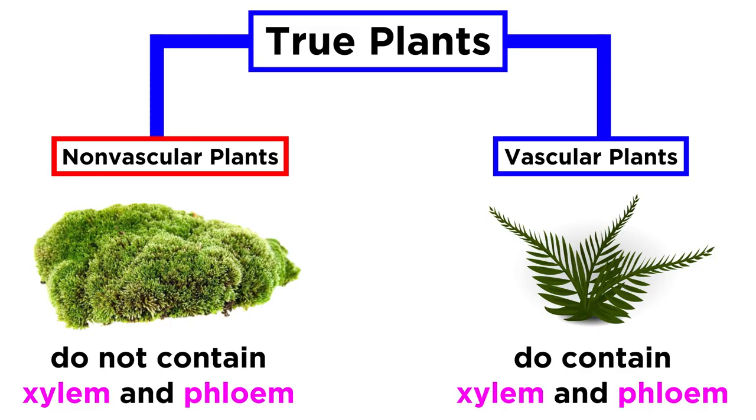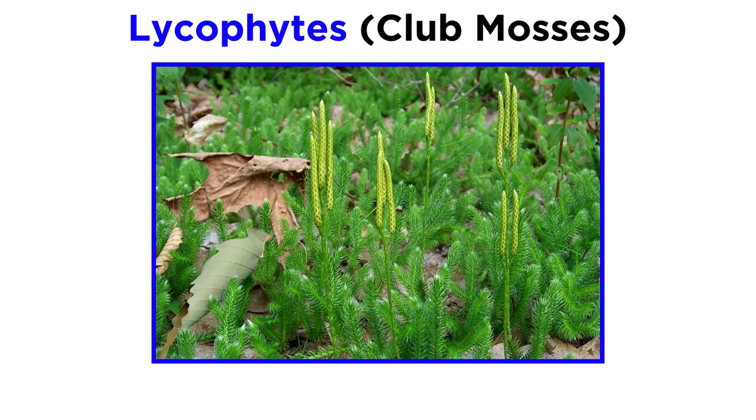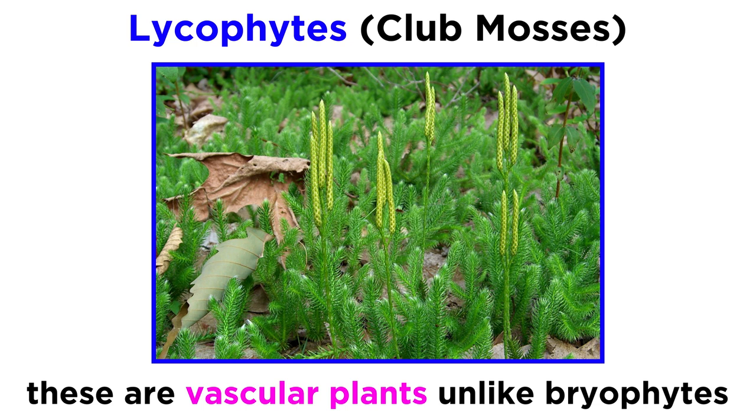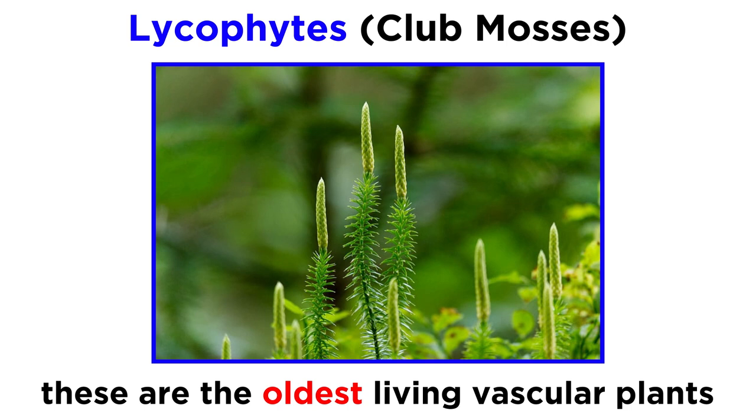We just learned about nonvascular plants, so it's time to step into the world of vascular plants. The first type of these we will examine are called lycophytes, or club mosses. To be clear, even though they have moss in their name, lycophytes are vascular plants, unlike the nonvascular mosses and other bryophytic plants we just discussed. In fact, lycophytes are the oldest living type of vascular plant.